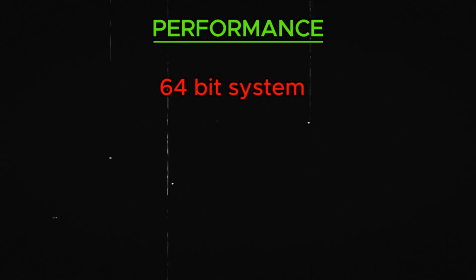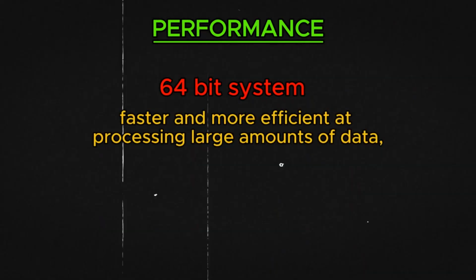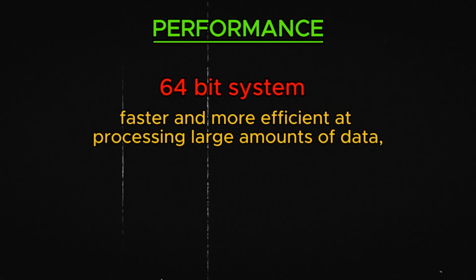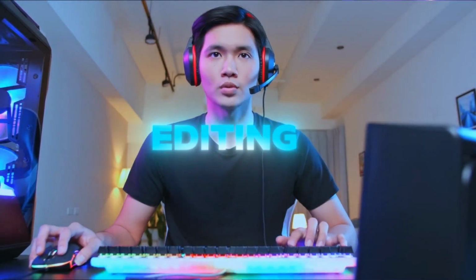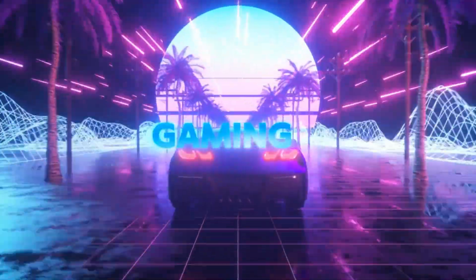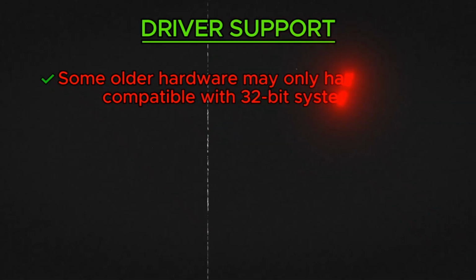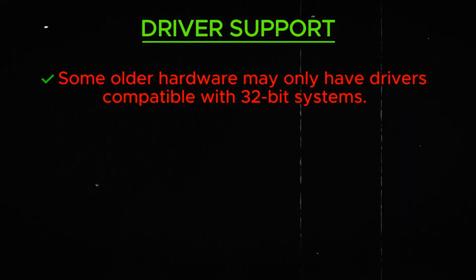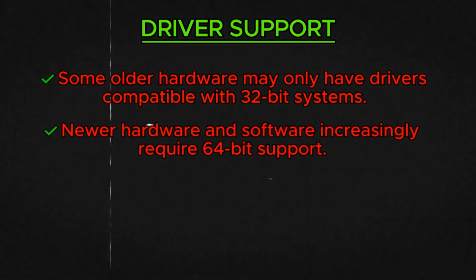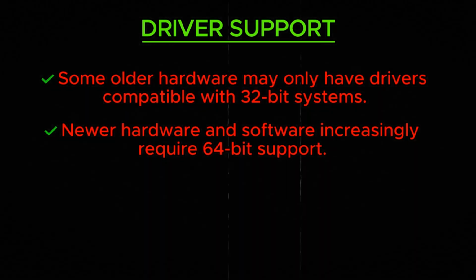Performance. 64-bit systems are faster and more efficient at processing large amounts of data, especially in demanding applications like video editing, 3D modeling, or gaming. Driver support. Some older hardware may only have drivers compatible with 32-bit systems. Newer hardware and software increasingly require 64-bit support.